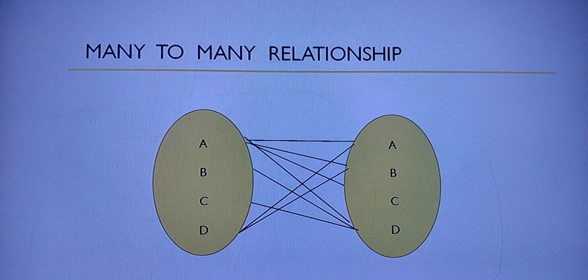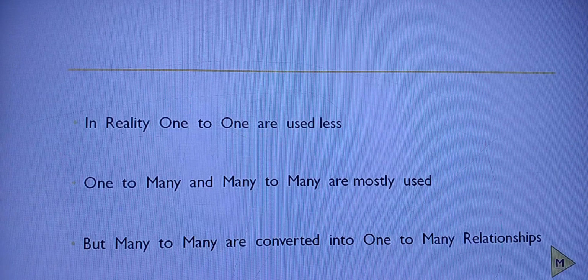So under relationship types we have discussed the one-to-one relationship, the next one is the one-to-many relationship, and the next one is the many-to-many relationship. Although these three types of relationships are available, only the last two are mainly used. What are the last two? One to many and many to many relationships are mostly used. One to one relationships are used less.